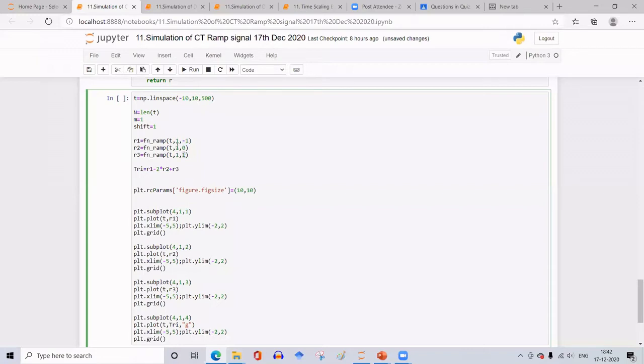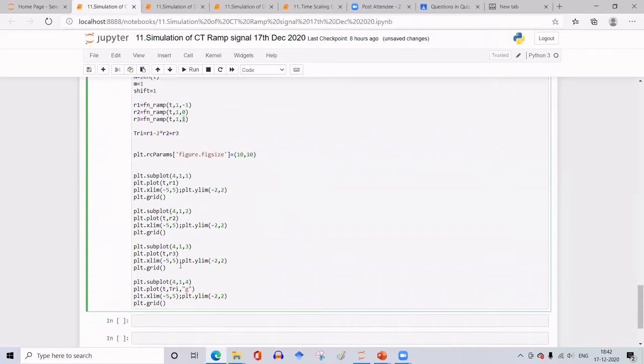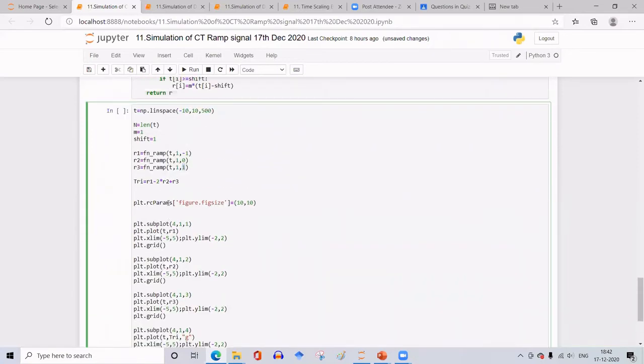So these are the 3 ramps. The first one is r of t plus 1, this is r of t, and this is r of t minus 1. That slope I will adjust when I calculate the total triangular function, which is r1 minus 2 r2 plus r3. Or I can even give that here itself. The second one is with minus 2. First I'll run this.